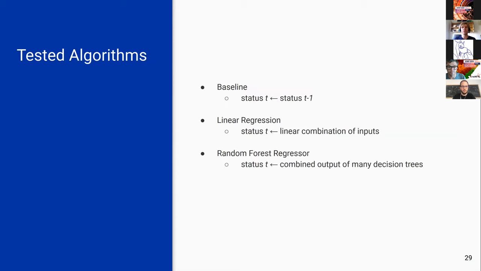Now, we looked at three models. The baseline was just to say, okay, the predicted status was the last one we saw. And since the operations were rather stable, it actually worked quite well. Then we tried a linear regression, which is just a linear combination of the inputs, which, again, with stable operations, worked pretty well as well. And then we used the random forest regressor, which is a combined output of many decision trees to produce the prediction. This was just to see how a more complicated algorithm would do. Now, because the input data space was quite large, we were restricted by the offerings of the Spark ML library. So this is why we went with those algorithms that you can see here.